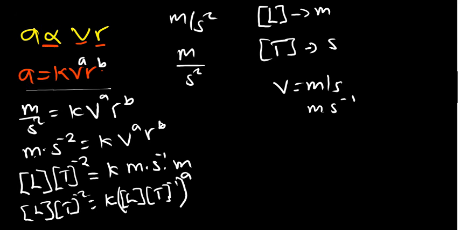Then times the meters again, which is length. This one we have said is going to be B. So our goal is to find the value of A and B. What are we going to do?